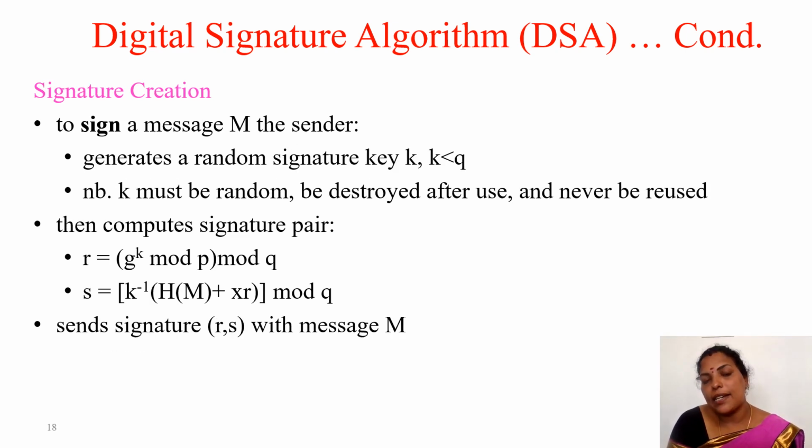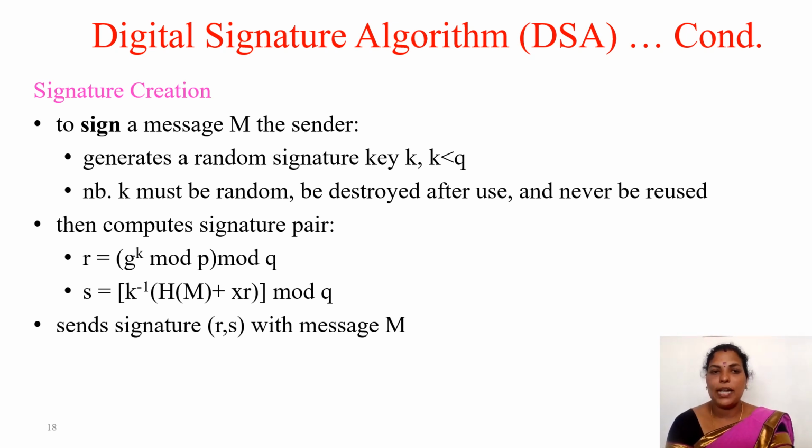So how is the signature created in this digital signature algorithm? They generate a random signature key K, where K is less than Q. A very important thing to note is that K must be random, it is destroyed after use and must never be reused. So K is a one-time key. Then they compute the signature pair R equal to (G^K mod P) mod Q, and S equal to K inverse times (H(M) plus XR) mod Q. Then we send the signature R, S with message M.